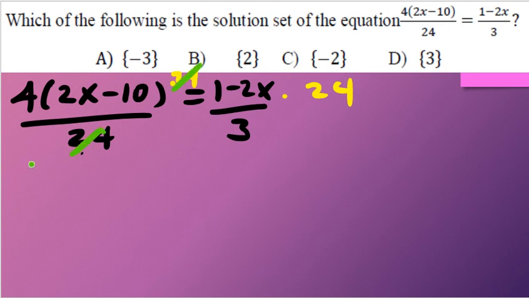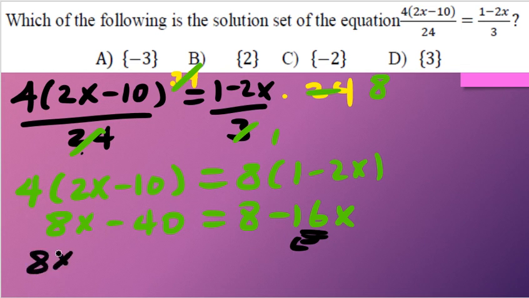24 will be cut with 24, and then what remains here? 4 in bracket 2x minus 10 remains on the left side. Right side, by 3 1 is by 3 cancelled and 8 remains. Then 8 in bracket 1 minus 2x remains. Then process it now. 4 times 2x is 8x minus 40 is equal to 8 minus 16x. 8 will multiply both of them. Then collect, bring 16x to the left side.